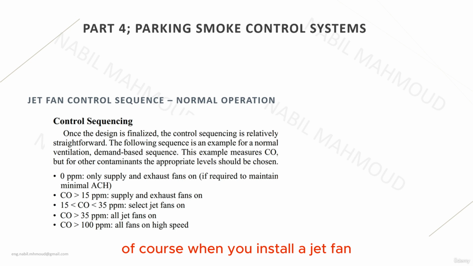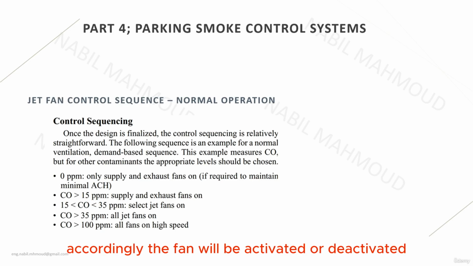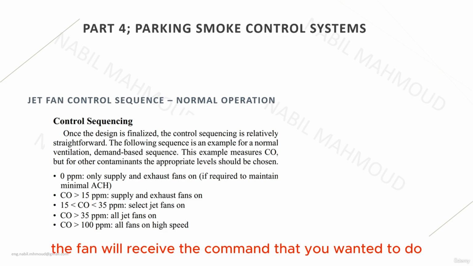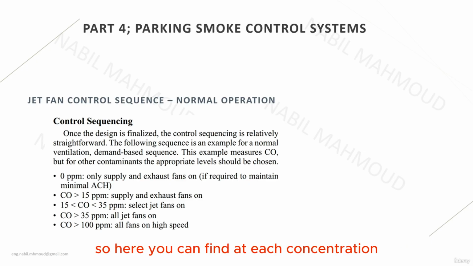Of course, when you install a jet fan for the normal pollutants mode, you also install a carbon monoxide sensor. This sensor gives the activation signal, on or off, to the jet fan. Accordingly, the fan will be activated or deactivated. So, based on the signal of this carbon monoxide concentration sensor, the fan will receive the command that you want it to do. Here you can find, at each concentration, the signal that is related to this concentration.